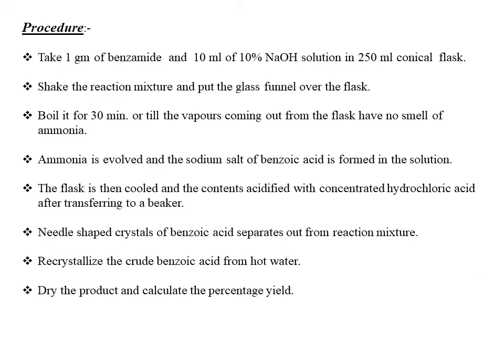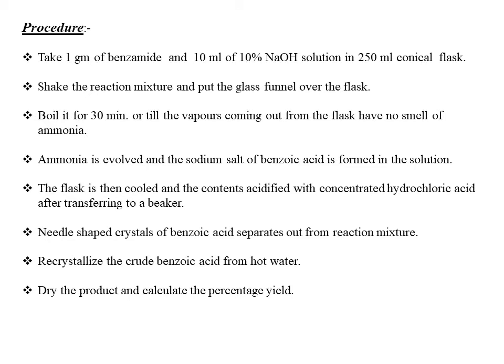Now let's see the procedure of this experiment. Take 1 gram of benzamide and 10 ml of 10% NaOH solution in a 250 ml conical flask. Then shake the reaction mixture and put the glass funnel over the flask. After this, boil it for 30 minutes or till the vapors coming out from the flask have no smell of ammonia. Then ammonia is evolved and the sodium salt of benzoic acid is formed in the solution.